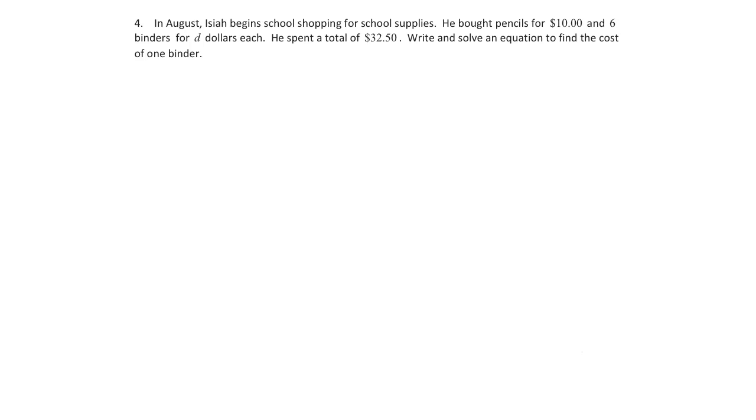The first step is that we need to write an equation. I'm going to write an equation that helps me solve for how much each binder costs by using the variable D. Let's figure out our total first. It says that he spent a total of $32.50. So that means his whole shopping trip equals $32.50. And so in our equation on the right side, we're going to have $32.50.